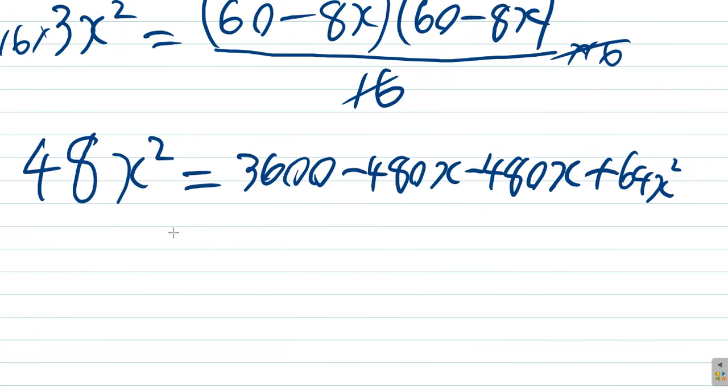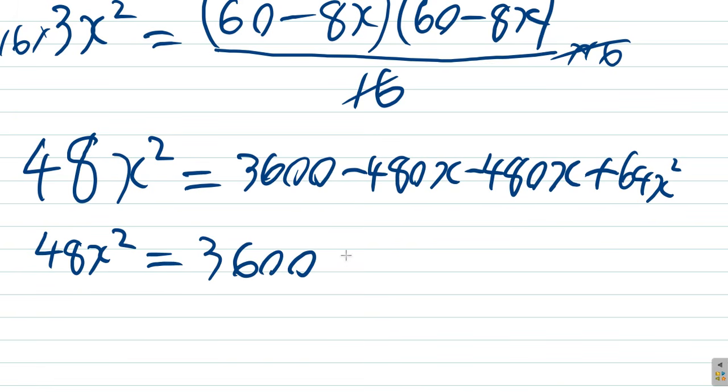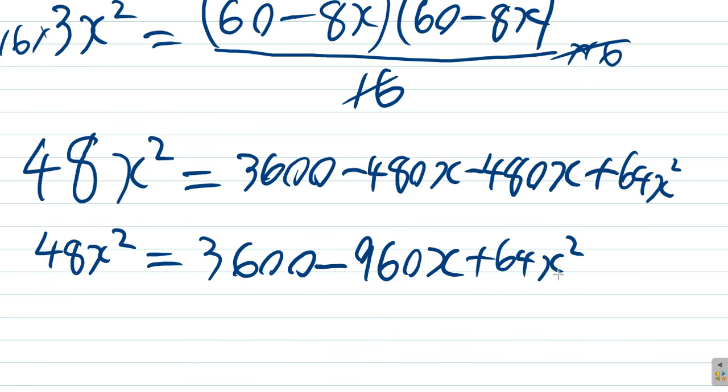Now, simplify it. You have 48x squared equals 3600, negative 480x minus 480x is what? We're at home, with your calculator. Did you get 960? So we minus 960x plus 64x squared. Alright?